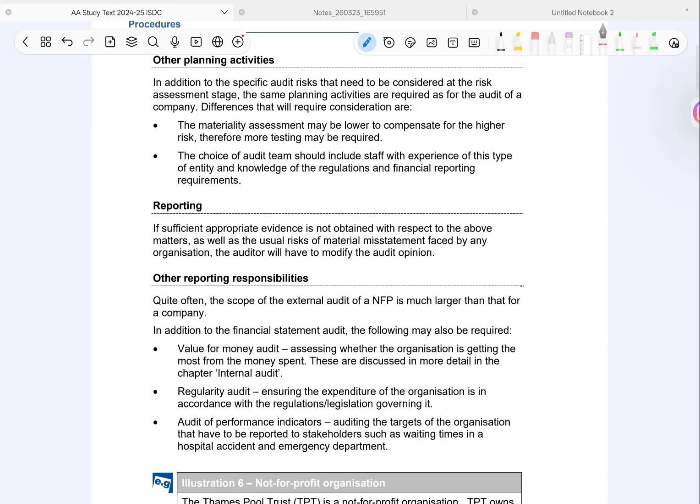Not for profit audits may also include additional reporting responsibilities beyond the financial statements. A value for money audit may be required to assess whether the organization is using resources effectively and efficiently. A regularity audit may also be performed to ensure that expenditure complies with laws, regulations, and funding conditions. In some cases, auditors may also be required to report on performance indicators such as service delivery targets or waiting times. Overall, audits of not for profit organizations often go beyond financial reporting and include wider accountability and performance assessments.